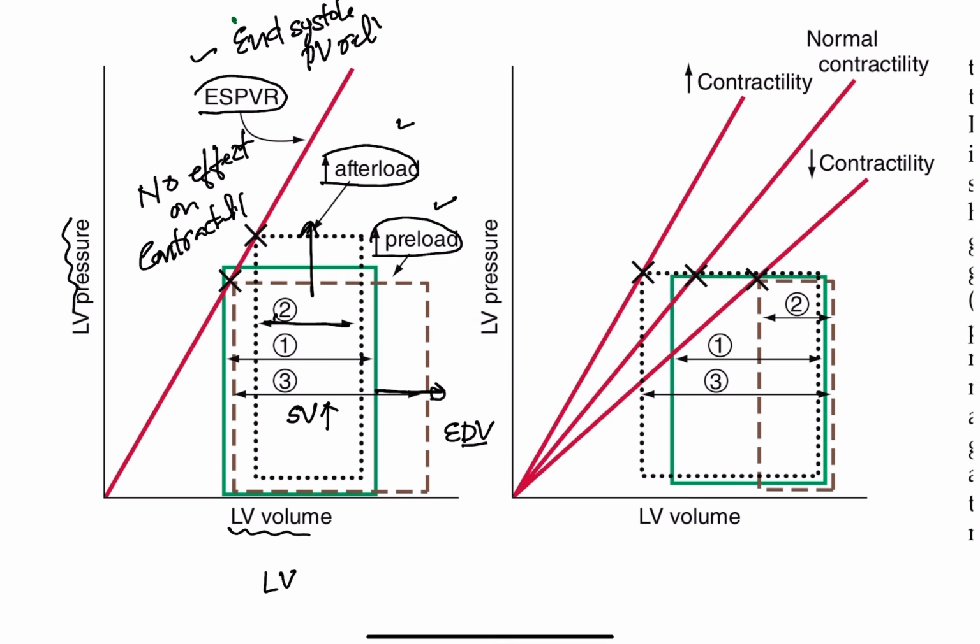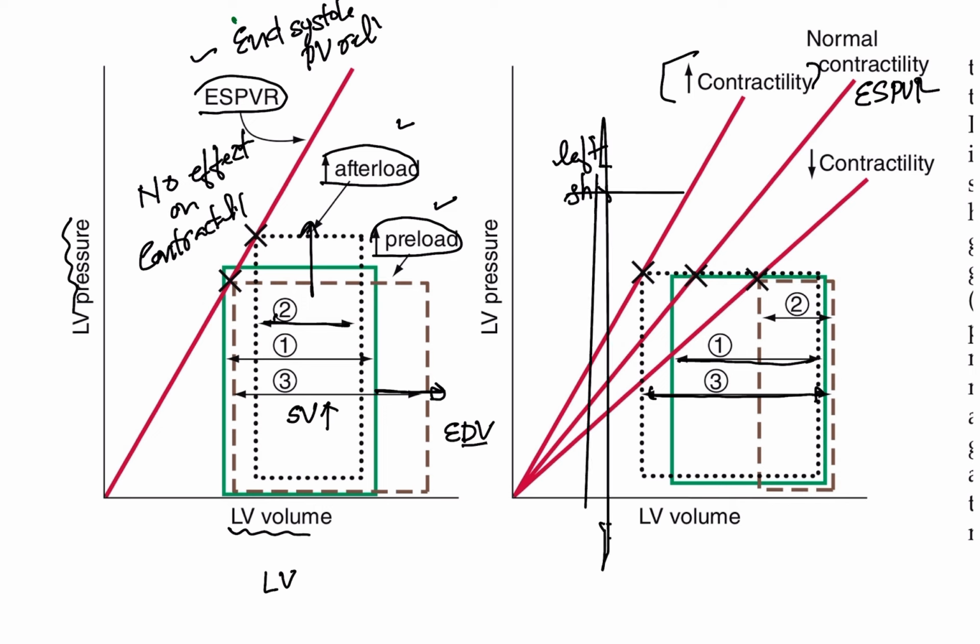On the other hand, if we see the other curve, when I am talking about contractility, when contractility is normal, we can see this is ESPVR, and when contractility is increased, okay, we can see stroke volume will also increase. This is the 1, this is the 3. So increase in contractility will cause a left shift of ESPVR.